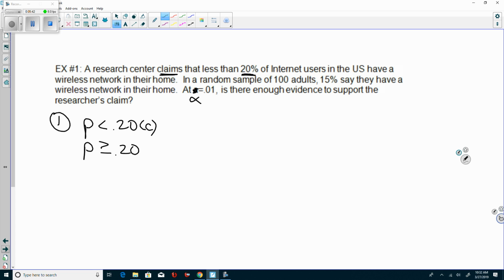So then identify your null and alternate hypothesis. And again, the equals has to go up top. P less than 0.2, that's your claim. That's your alternate hypothesis.